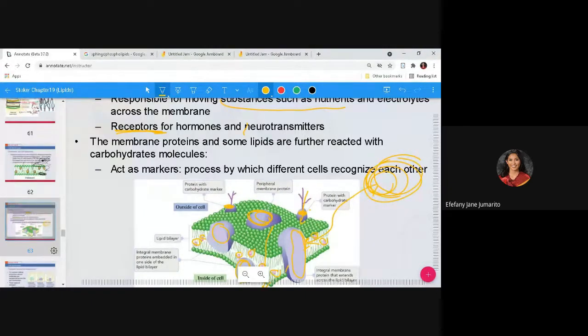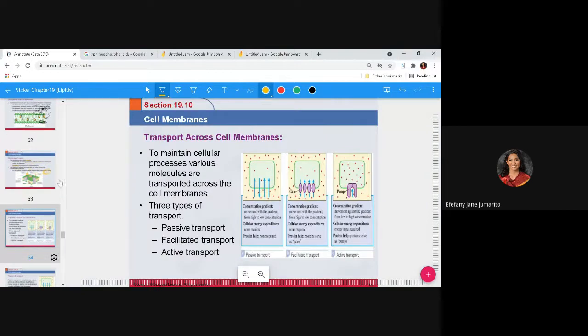Then we have the membrane lipids, and some lipids are further reacted with carbohydrate molecules. Also, the carbohydrates constitute the plasma membrane. We have this one, the carbohydrates. They act as markers, processes by which different cells recognize each other. Okay, so other cells will attach themselves to this, and then the protein will be able to identify that this cell needs this protein or something. So the cell inside will give, or maybe this cell has something to give to this cell. So that's why it attaches itself, and then it also brings in nutrients or others like electrolytes. Okay, so we have that one, cell membranes.